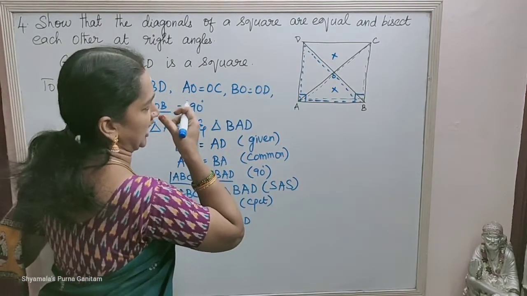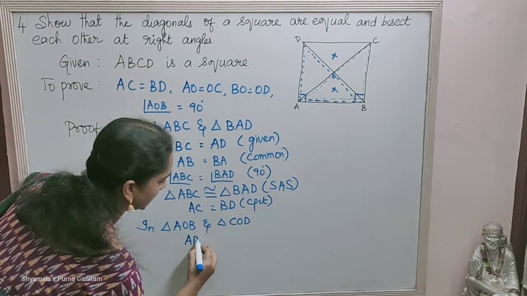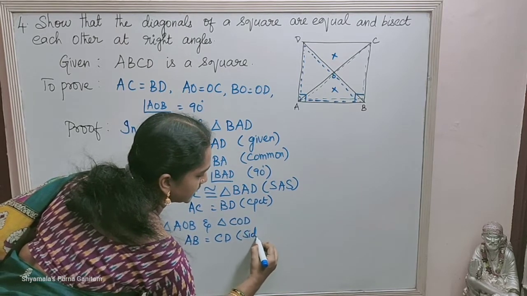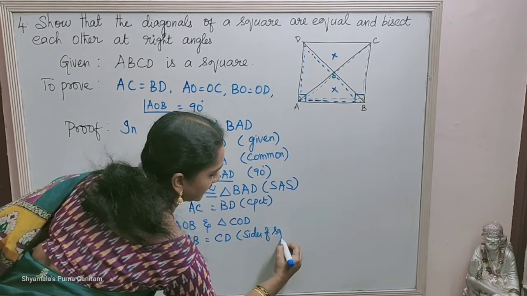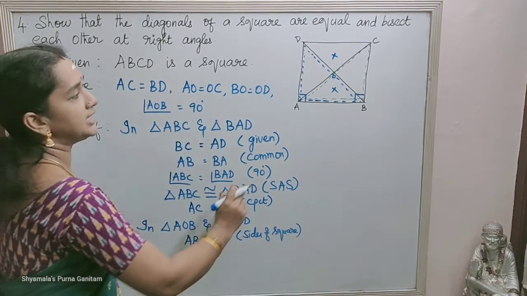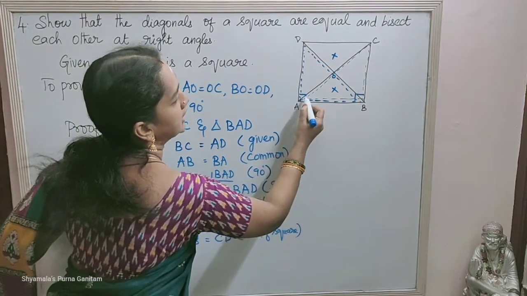So, in these two triangles, AB is equal to CD. These are sides of the square. It is given that the four-sided figure is a square, so AB is equal to CD. That is one thing. Then the next one is alternate angles.